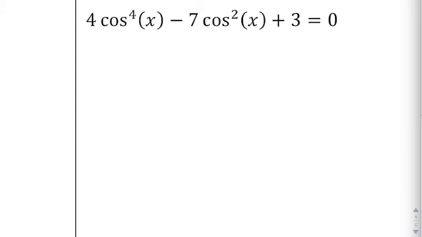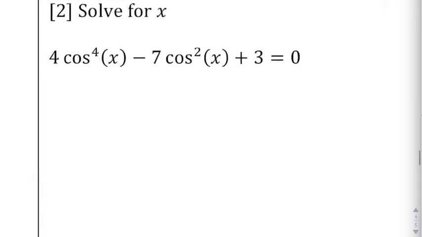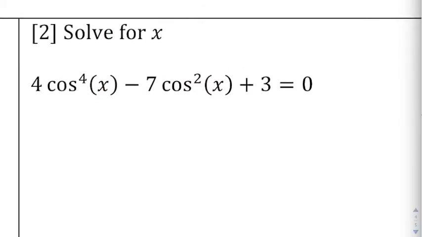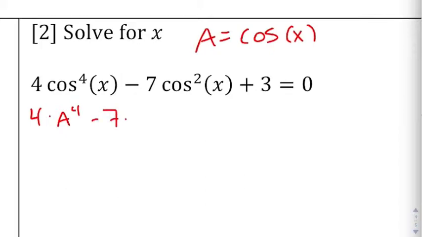All right, let's slide over. Oh goodness, we have fourth powers, we have second powers. How are we going to do this? Well, you know what trick I'm about to do. So I have these cosines. So the first thing I'm going to do is just replace it. So a is going to be cosine of x, right? So when I rewrite my problem, this is 4 times a to the 4th power minus 7 times a to the 2nd power plus 3.